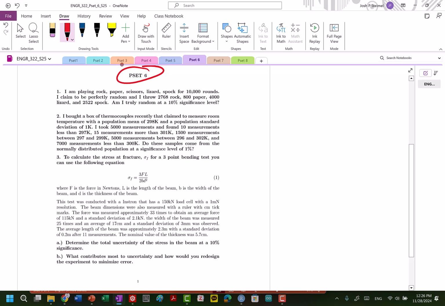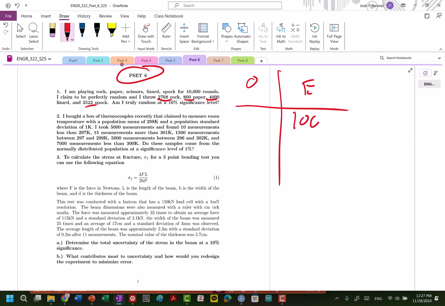So I'm playing rock, paper, scissors, lizard, Spock for 10,000 rounds, claimed to be perfectly random. So we have some observed values, we have some expecteds. These are our observeds. Expected should just be 10,000 divided by 5.